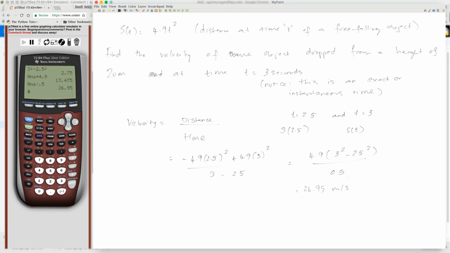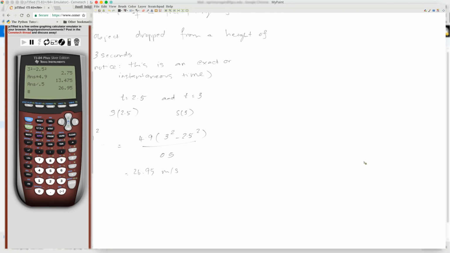Now mind you that this is a value that I obtained by selecting two fixed time points, but I would like to find the velocity at an instant of 3 seconds. Well, of course, one could plug in the value 3 and guess it, but we are trying to demonstrate the concept of a limit. So how do we do this?